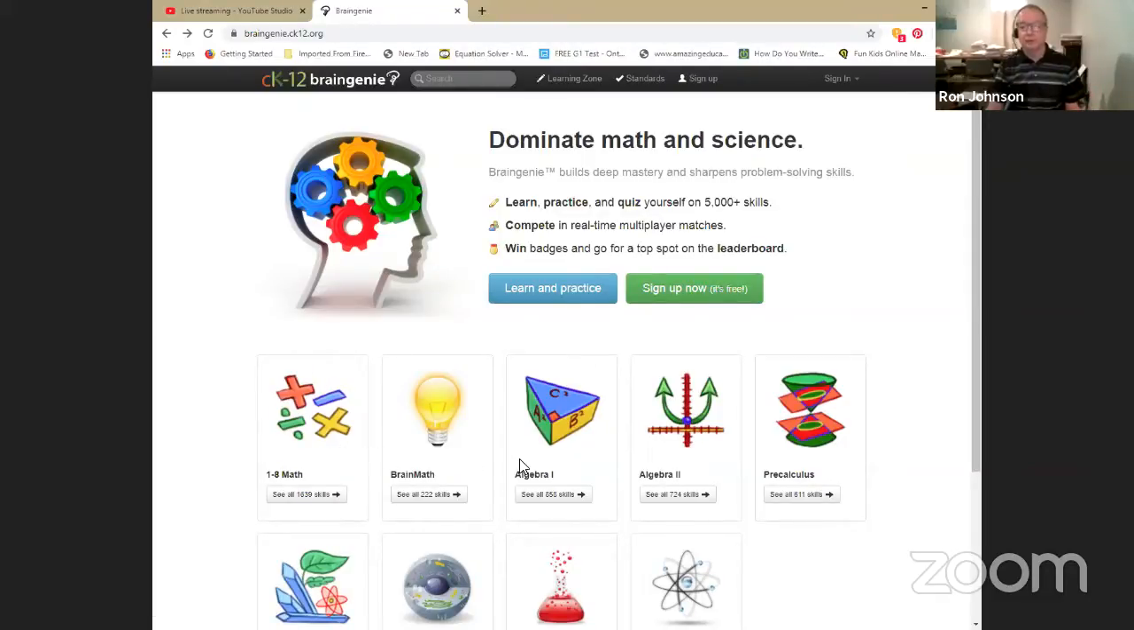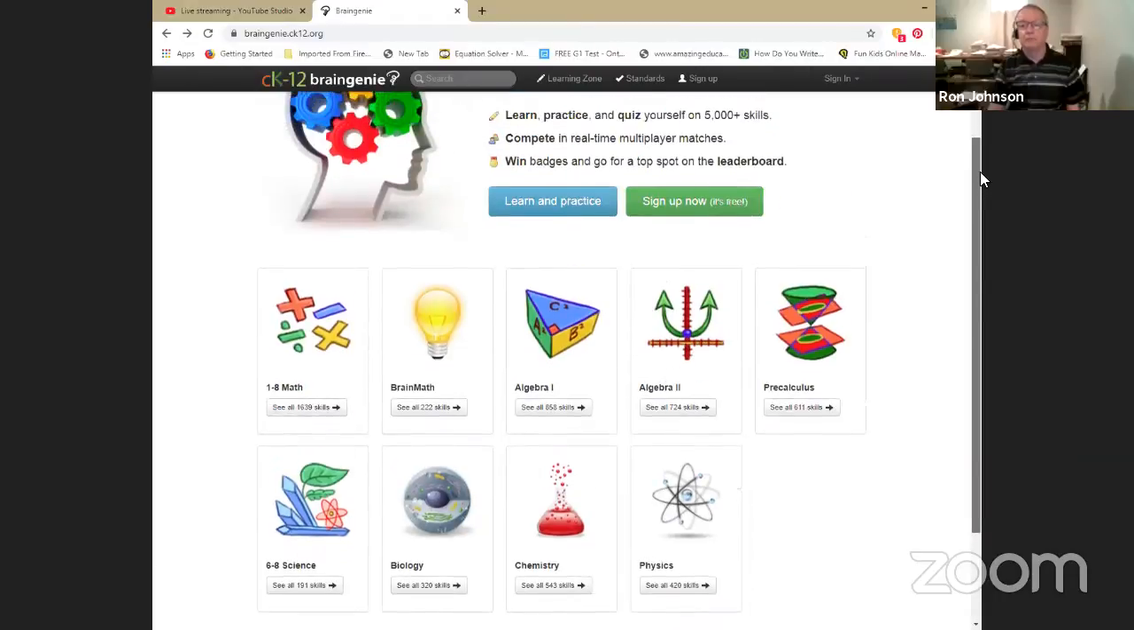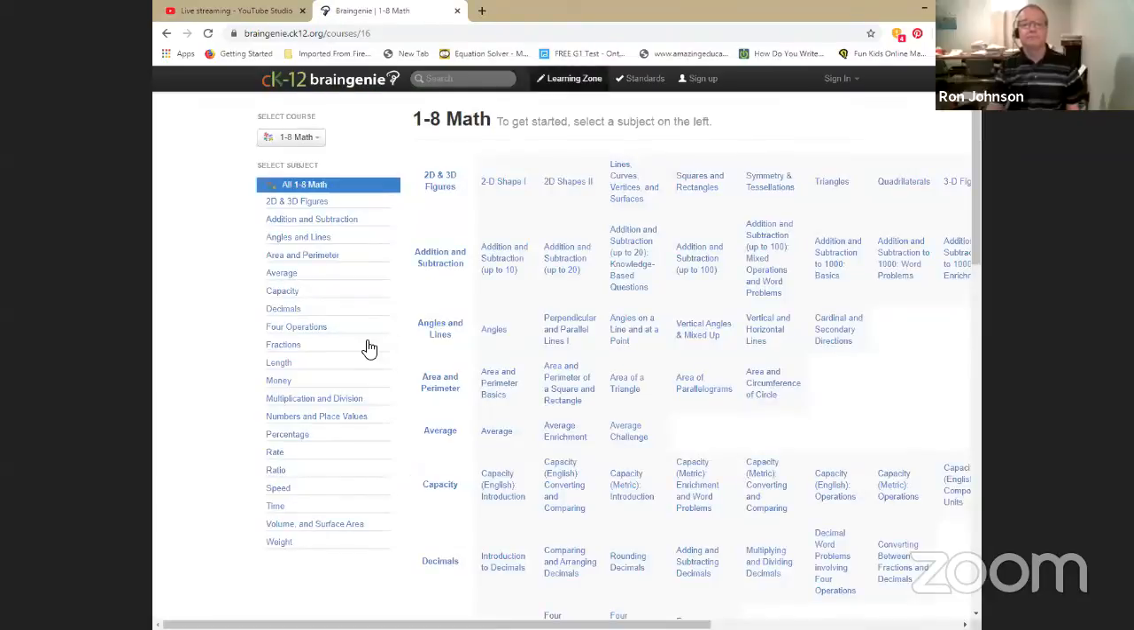There's brain math, algebra 1, algebra 2, pre-calculus. If you slide down, you have 6 to 8 science, biology, chemistry, and physics. I haven't used these ones. I use the math components, but I'm sure there's some very useful units there. There's 543 for chemistry, 420 for physics. A lot, 1,639 skills for grades 1 to 8 math. So lots to look at there. 222 in brain math. Let's just look at 1 to 8 for a moment.